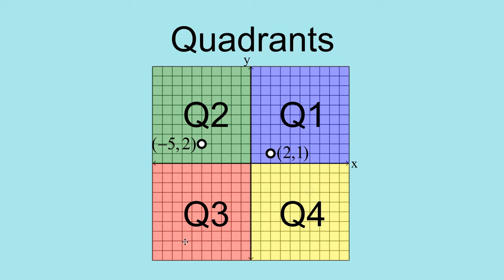Let's look at another one. In quadrant 3, both the x and y are negative, and we can see that here with -3 and -8. Lastly, in quadrant 4, let's look at a point. In quadrant 4, the x value is positive and the y value is negative.